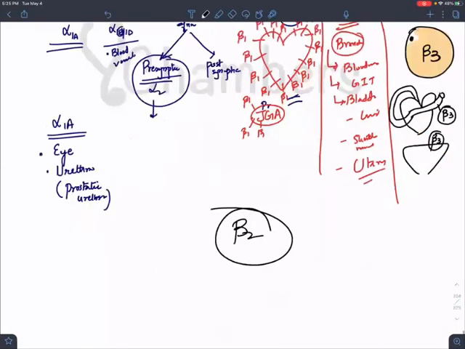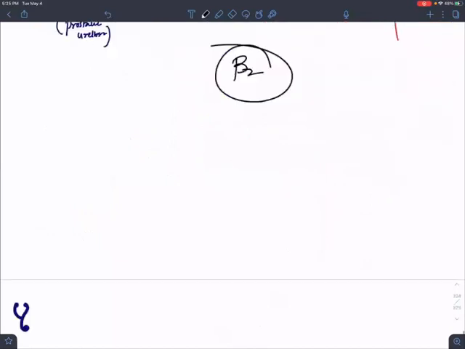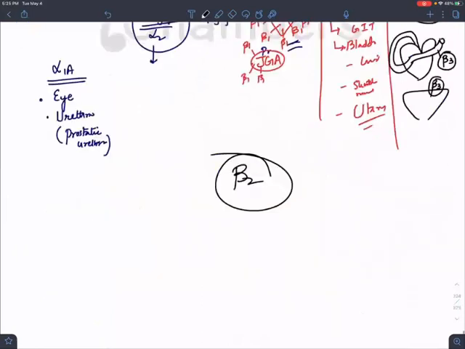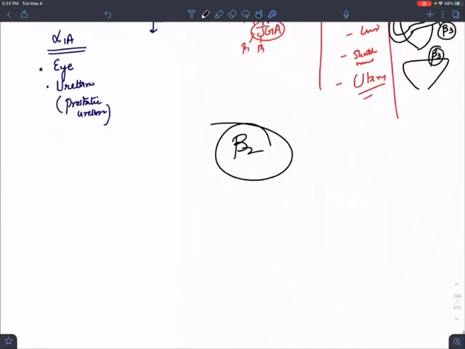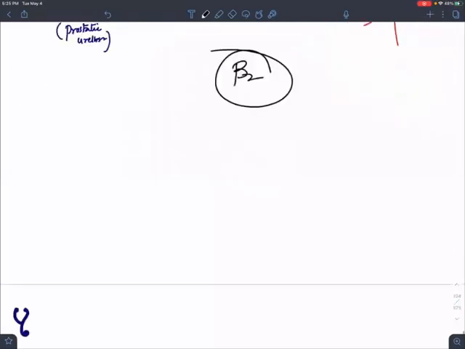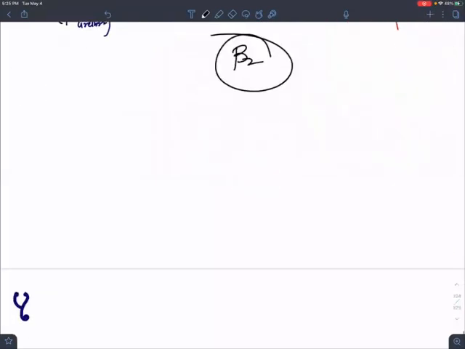Biochemistry teacher. He was a gold medalist in microbiology, biochemistry actually, from the prestigious Christian Medical College, Vellore. He was my teacher. So beta 2 is present on the lungs. Okay. So beta 2.